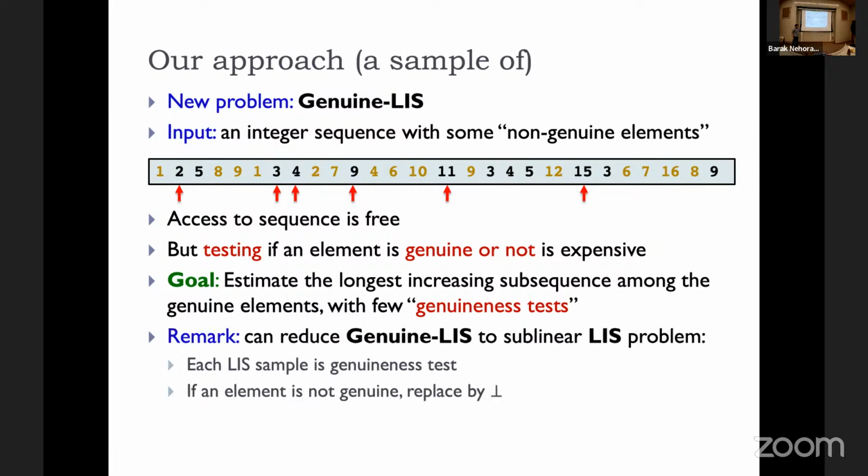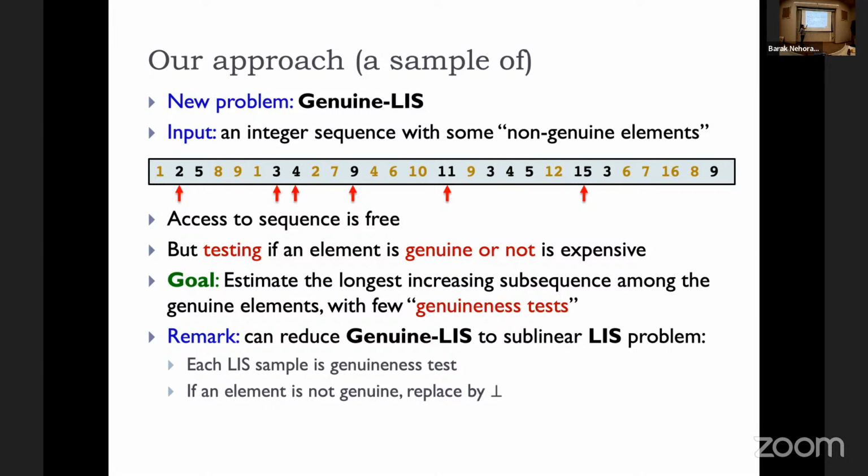Just a quick remark, to connect it back to the sublinear phenomenon. You can reduce the genuine LIS to the sublinear LIS problem. Mainly, whatever we can get in terms of the number of samples and runtime for the sublinear LIS problem, and the approximation guarantee, we can get the same for genuine LIS, where now it's not samples but tests for genuineness. And the reduction is as follows. We're trying to solve the genuine LIS using the sublinear algorithm.